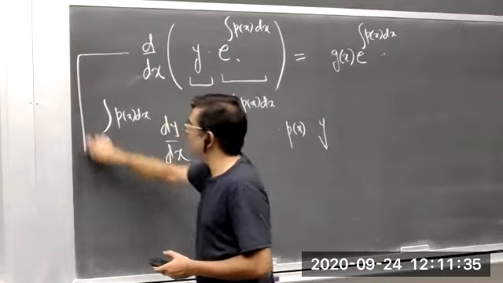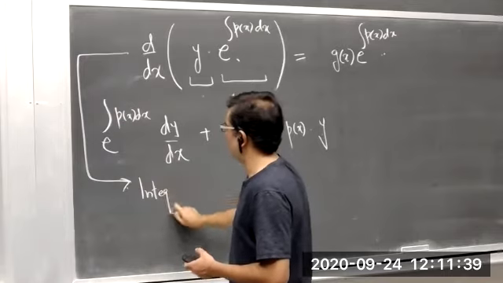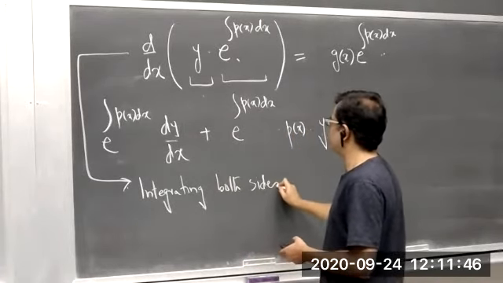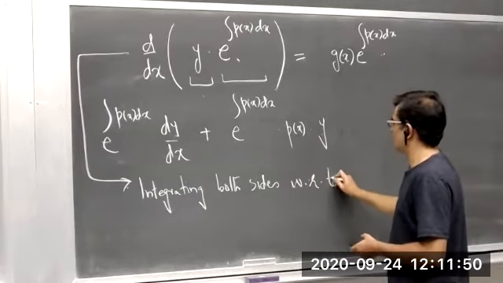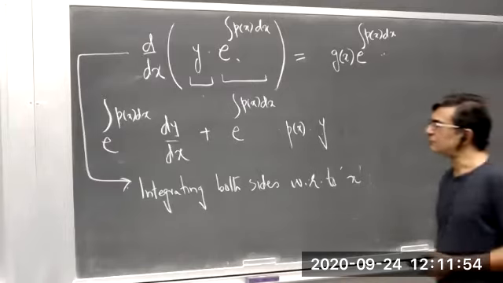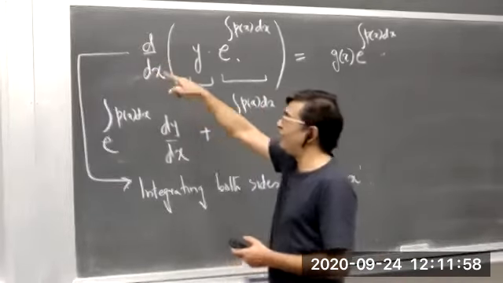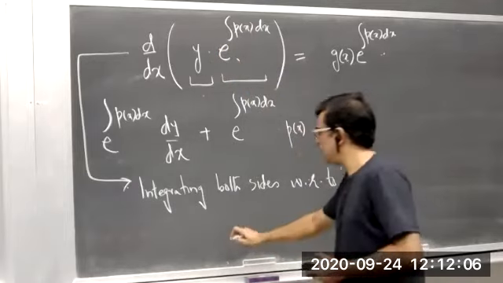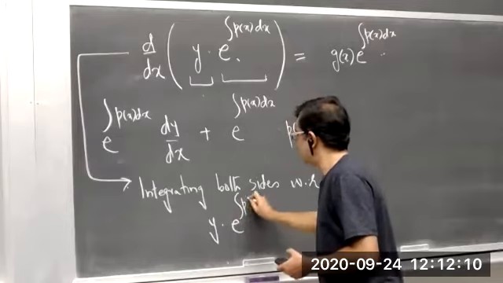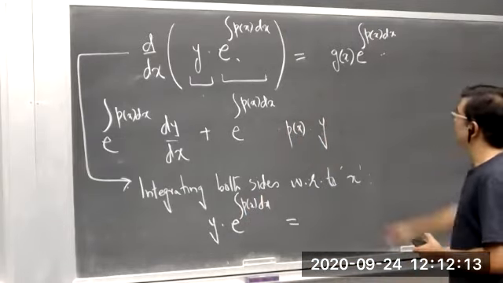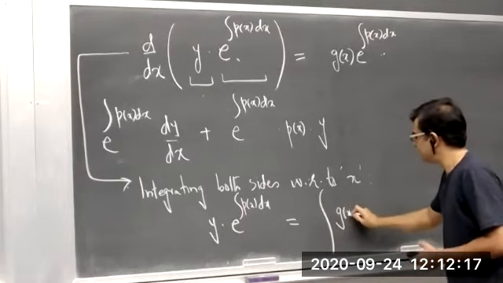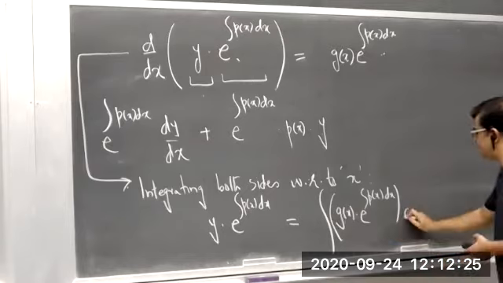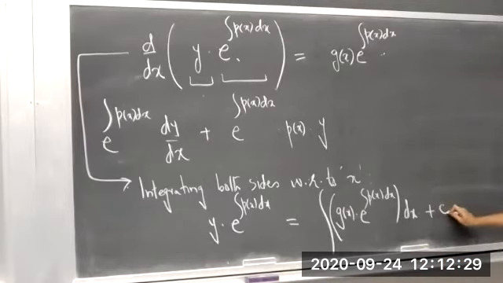Now, from this equation, we can integrate both sides with respect to x. What do we get? When we integrate, the derivative and the integral will cancel. We get only the expression which is inside this derivative. So we obtain y times e raised power integral p of x dx is equal to the integral of g of x times e raised power integral of p of x dx, whole dx, plus some constant c.